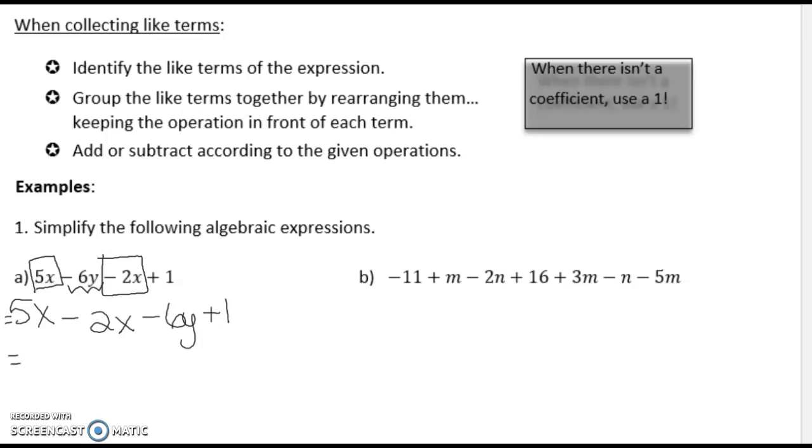5x's take away 2x's gives us 3x's. And then we still have negative 6y plus 1. Now there's nothing else to do. We've added and subtracted everything. We have one of each term. So this is our final answer. Let's go to our next one.